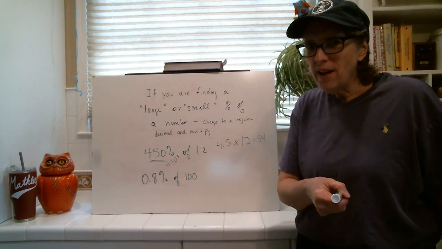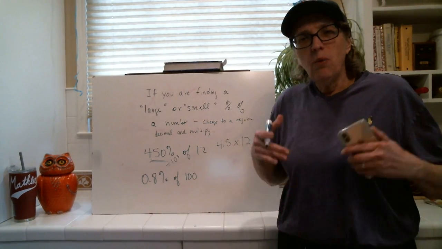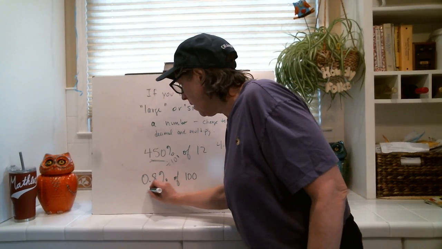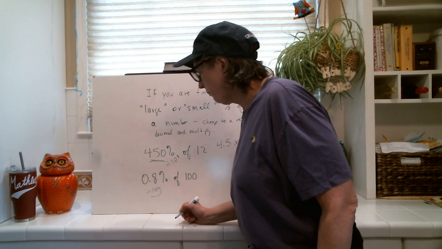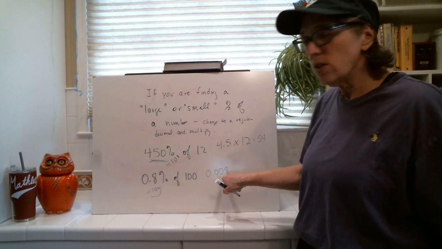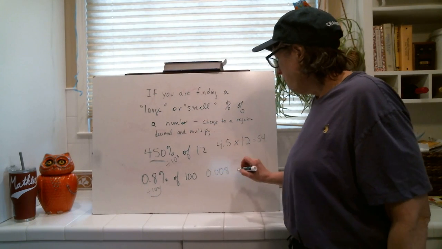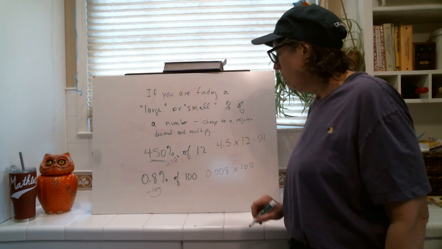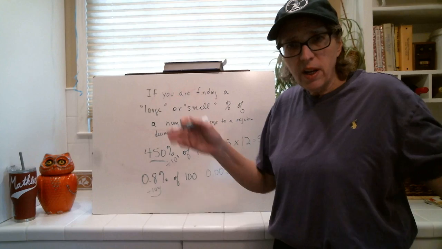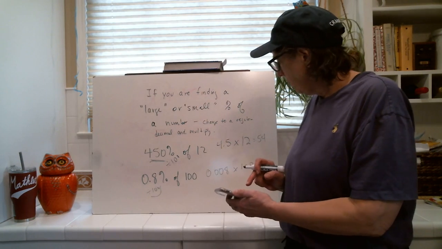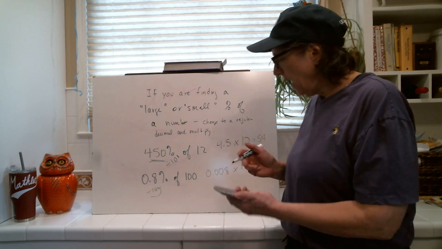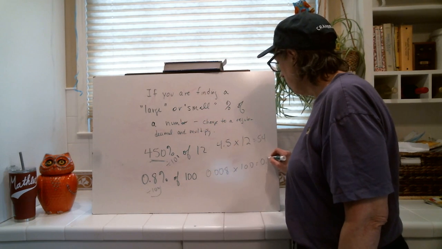Okay, so now we have 0.8% of 100. Small percent, still a percent, not a decimal. We need to change that to a decimal by dividing by 100. We're going to get 0.008. This is no longer a percent, it's a decimal. And we're going to multiply by 100. You put in your calculator 0.008 times 100, and you get 0.8.